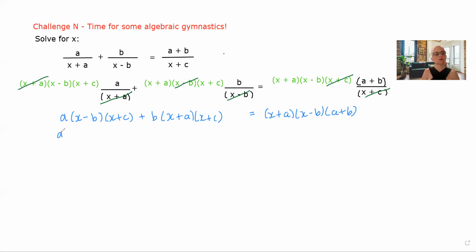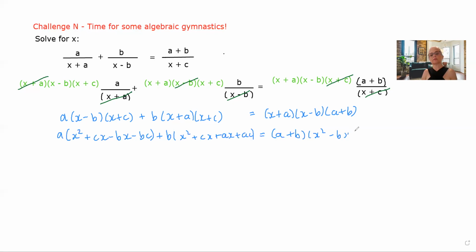So I'm going to multiply through here. We're going to get, using our FOIL, x squared plus cx minus bx minus bc. And then we've got here x squared plus cx plus ax plus ac. And then here, look, it doesn't really matter. I'd be inclined to maybe multiply out those two and put the a plus b out the front. So we're going to get x squared minus bx plus ax minus ab.